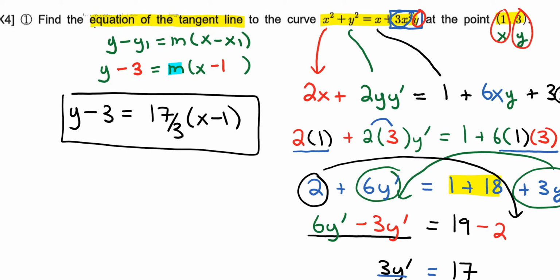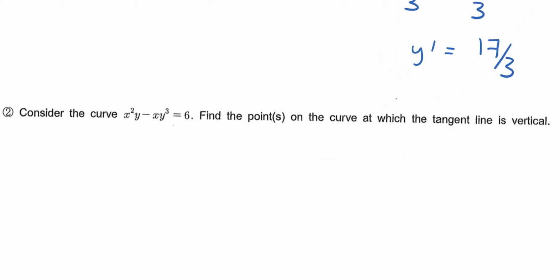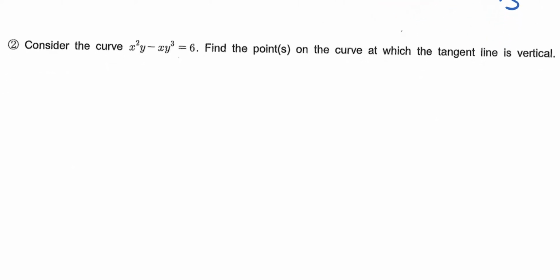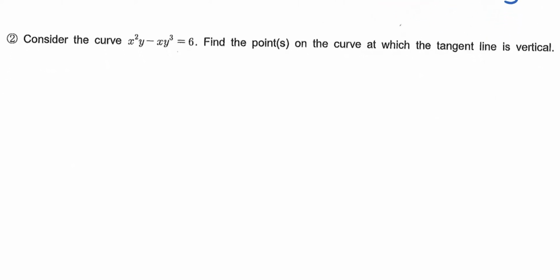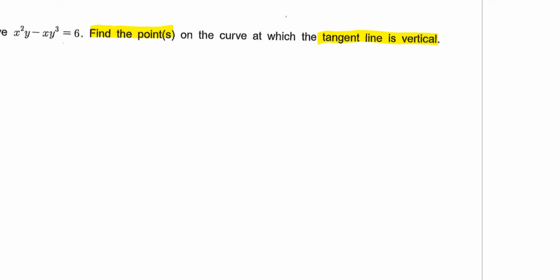Okay, let's move on to the final question in this video. The last question in your homework is a different question: find the points on the curve at which the tangent line is vertical. Okay, so if a tangent line is vertical, that means that the slope is undefined.